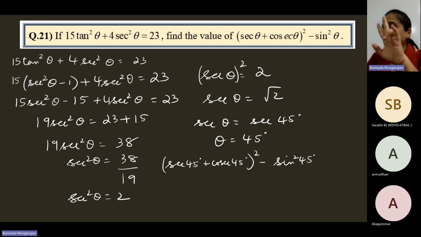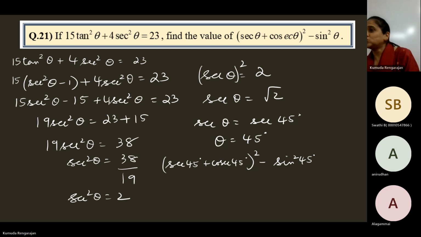The equation has two unknowns, secant square theta and tan square theta. So we write tan square theta as secant square theta minus 1. Now the whole equation has only one unknown, that is secant square theta. So we'll have secant square theta on one side, numbers on the other side. So you'll find secant square theta is equal to something. So secant theta is equal to, what did you get, root 2. Now when is it root 2? Secant 45. So on comparing both the sides, we found theta.